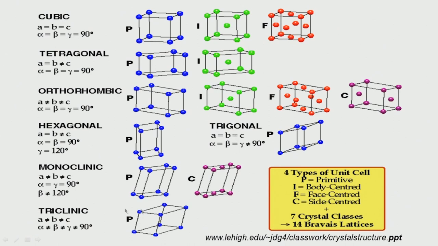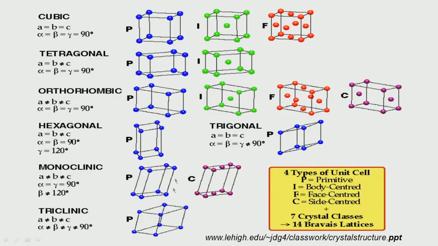Look at triclinic, this is the most unsymmetric system: A not equal to B not equal to C, and alpha not equal to beta not equal to gamma, not equal to 90 degrees. So there is only one form, the primitive form. All the metals will have crystals which fall in one of these crystal classes and one of these Bravais lattices.